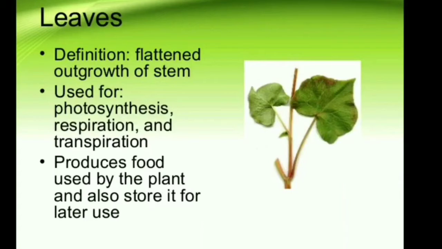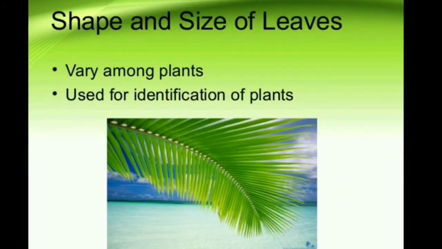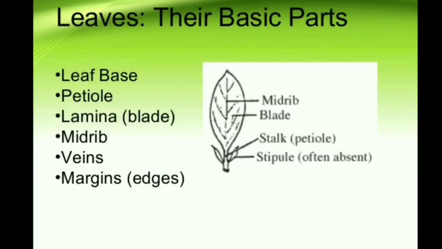Next is the leaf. Leaf is the flattened outgrowth of the stem. It is used for photosynthesis and respiration, and also for transpiration. It produces food used by the plant and also stores it for later use. Leaves can be of many shapes and sizes. Basic parts of the leaf are leaf base, look at the picture, petiole, lamina or leaf blade, midrib, veins and margins or the edges of the leaf.